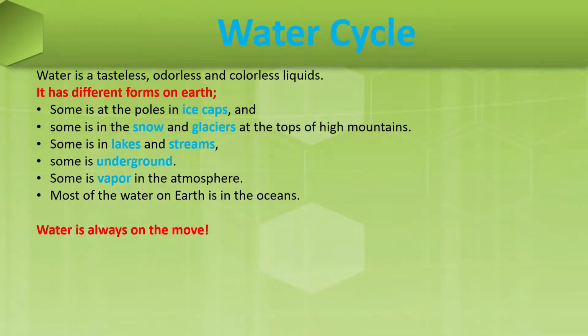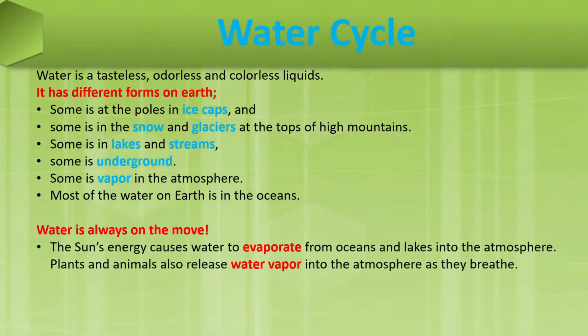Water is always on the move. The sun's energy causes water to evaporate. Evaporation means changing from liquid form to gas form. So water evaporates from oceans and lakes and passes into the atmosphere. Plants and animals also release water vapor into the atmosphere as they breathe.